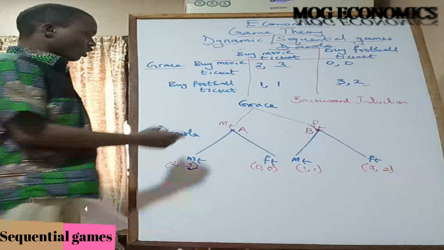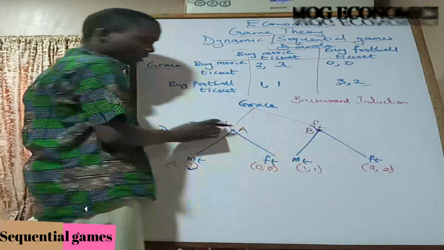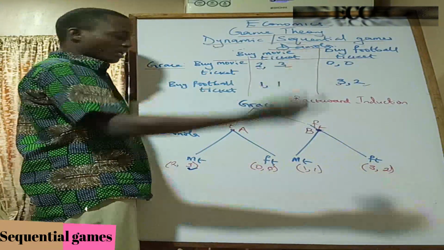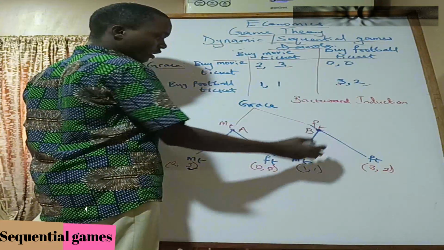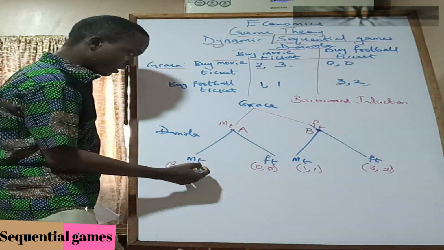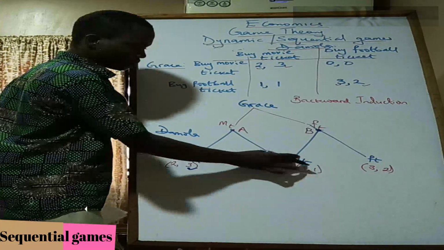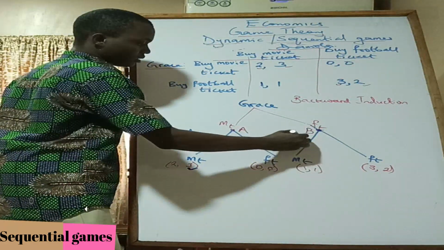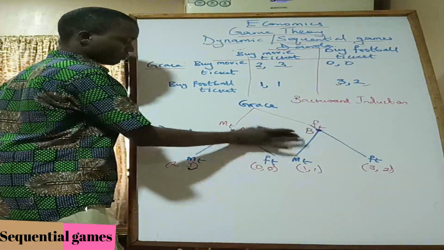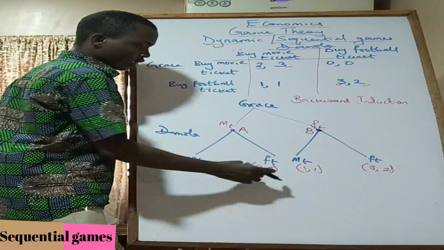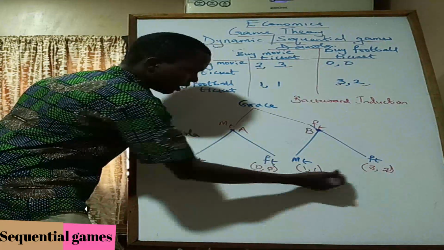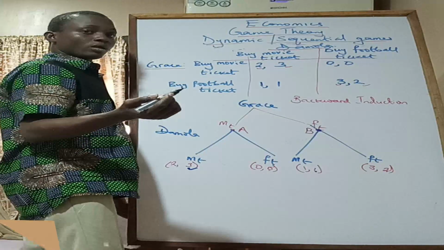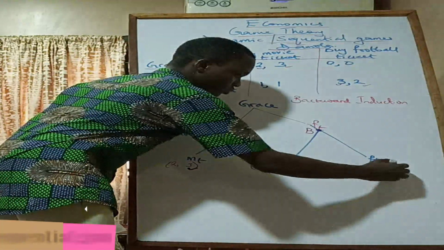Now, that's that about that. What if the game ends up at point B? Let's say it didn't end here, so the game just went towards the side. That is, Grace chose to buy a football ticket. What would Damola do? Damola could respond by also buying a movie ticket or buying a football ticket. I should have written empty here and empty there, but it's okay. So between 2 and 1, which one will Damola pick? Damola, being a rational person that wants to maximize her welfare or her benefits, is going to choose 2.